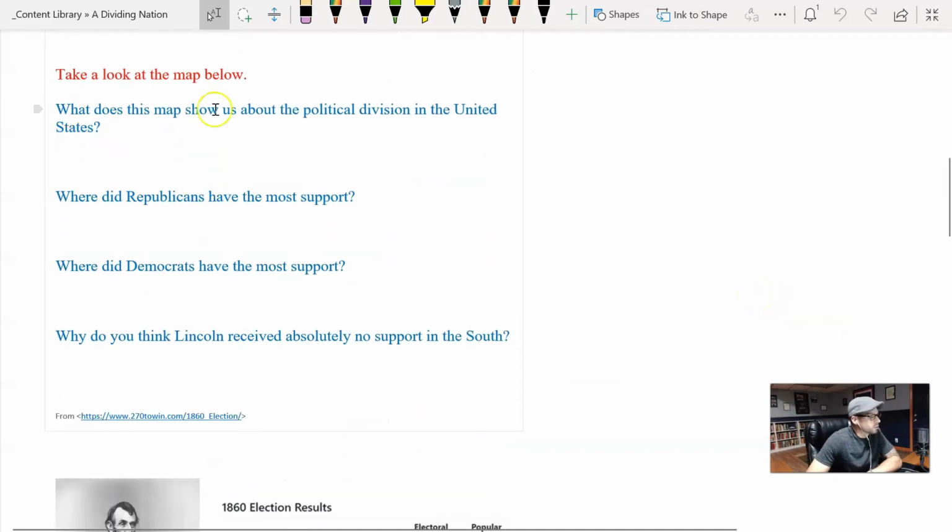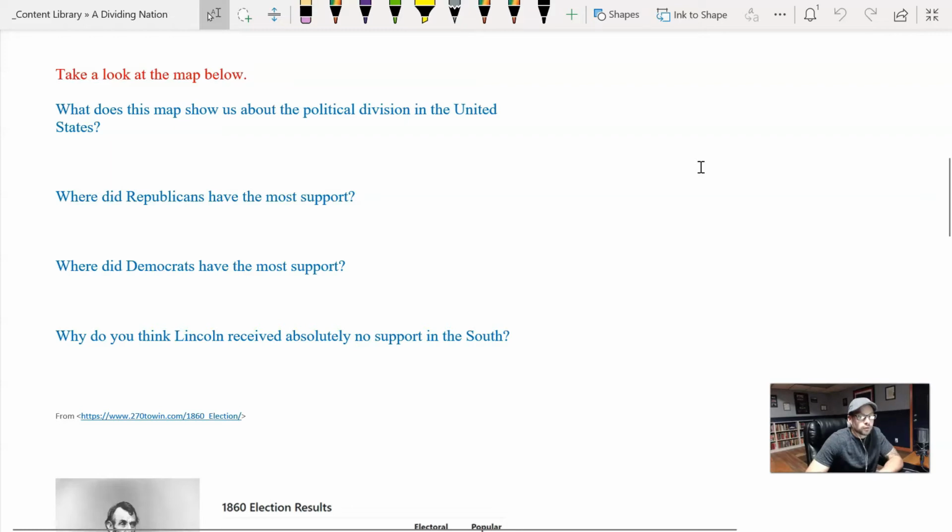So what I want you to do is look at these four questions here, and use the map below in order to answer these. I want you to look at the map and show what this map shows us about the political division in the United States. Where did Republicans have their support? Where did Democrats have their support? And why do you think Lincoln received absolutely no support in the South?